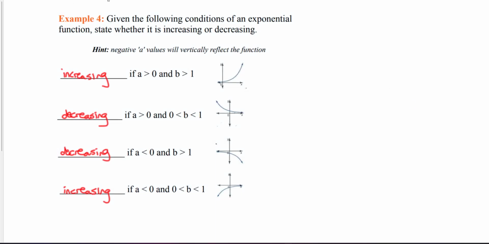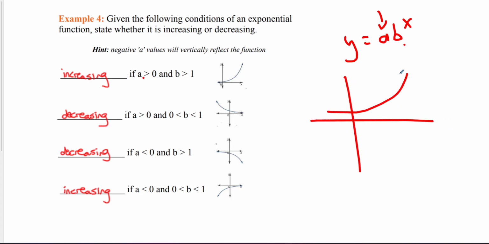Okay, listen carefully. So when we have our equation y equals a times b to the power of x, right? A is greater than 0, meaning this a value is bigger than 0, so it's positive. And b is greater than 1, meaning it's growth, so it's a positive growth. So a positive exponential growth function looks like this. It's always increasing, because it's always going up.